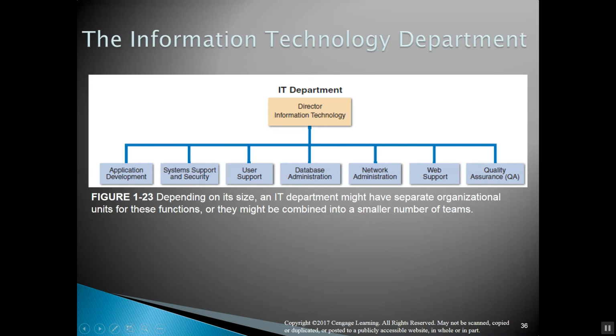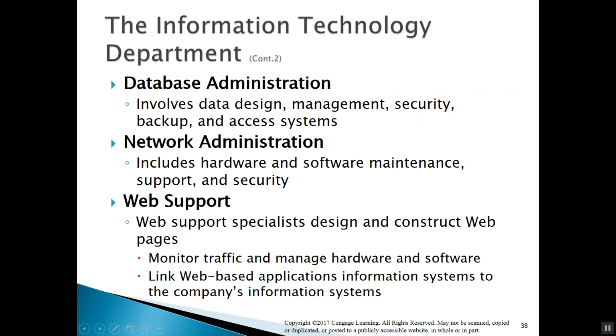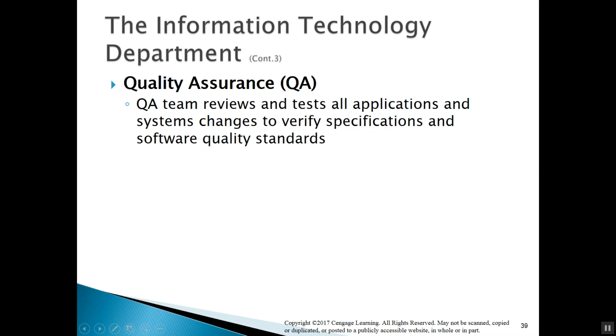So here's a common IT department. You've got a director of IT. Now here's a flat organization. We've got application development, system support and security, user support, database administration, network administration, web support, and quality assurance. Now, in the IT department, we've got each one of those departments that we just looked at and what they do. We've got that in the book, and there's no sense rehashing it over and over again.